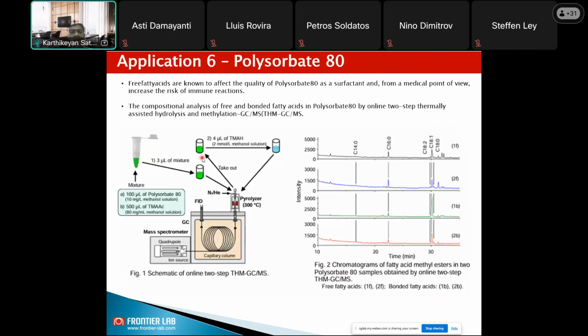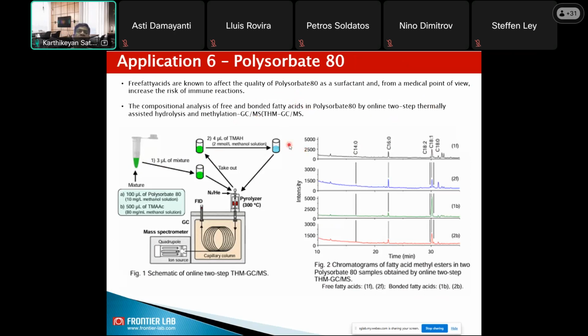Okay, this is another interesting example, where the free fatty acid content matters. This is actually in pharmacopoeia: a non-ionic surfactant that is used, and from a medical standpoint, it should not have these free fatty acids. It's a regulated one. In this surfactant, the polysorbate can have these free fatty acids and bonded fatty acids.